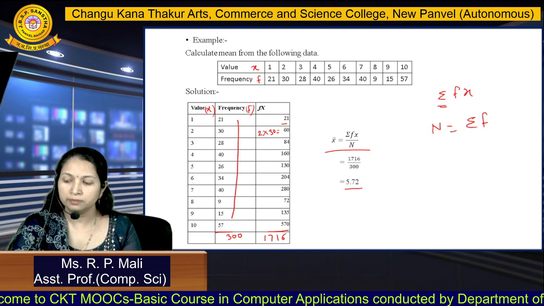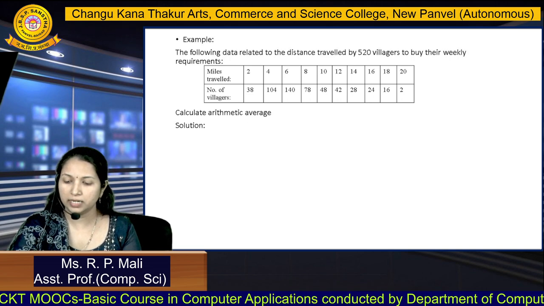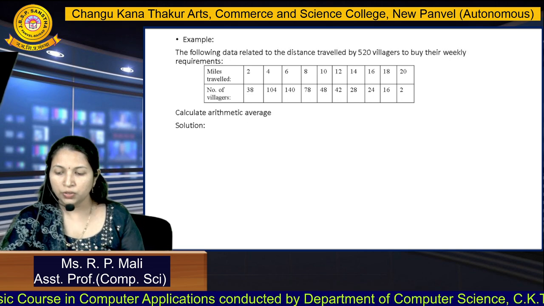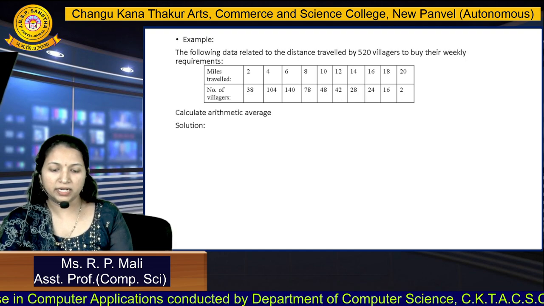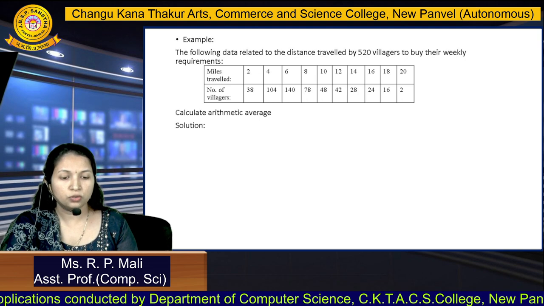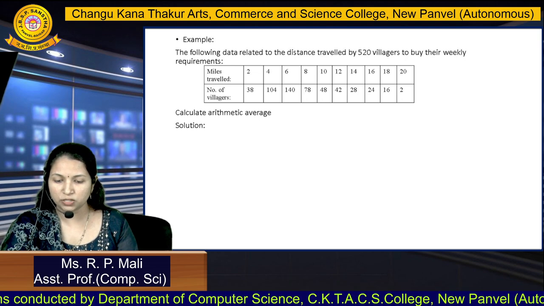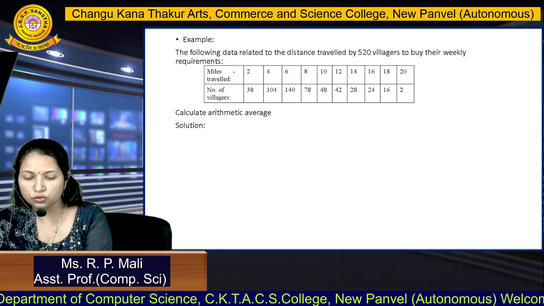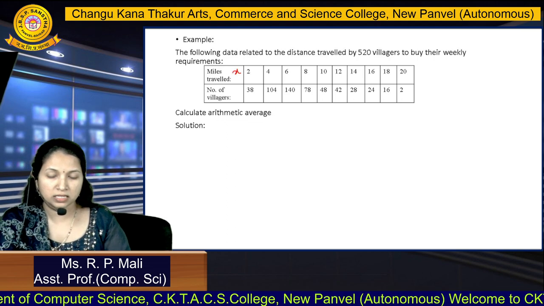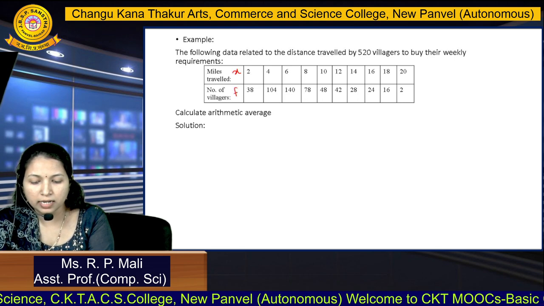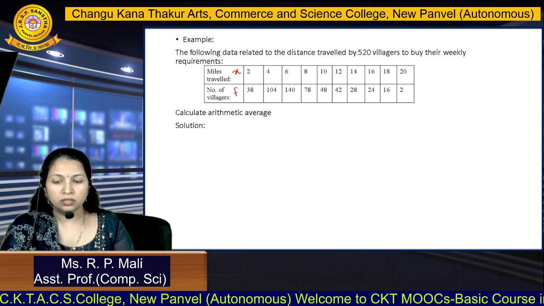Okay, then we have the next question. Again, this data is for your discrete series. The following data is related to the distance traveled by 520 villagers to buy their weekly requirements. So the data given is miles traveled. You can consider this as x. Then the number of villagers can be considered as the frequency.